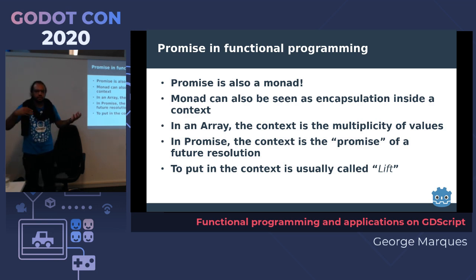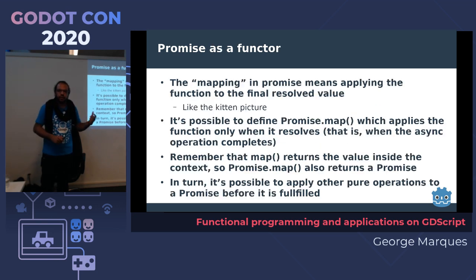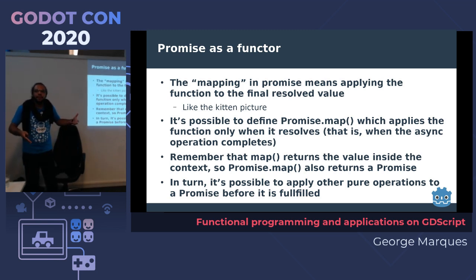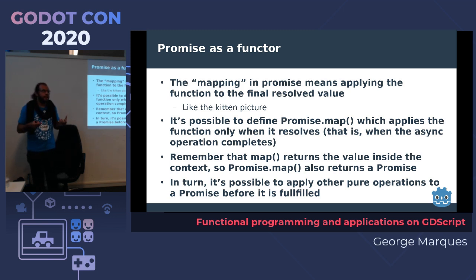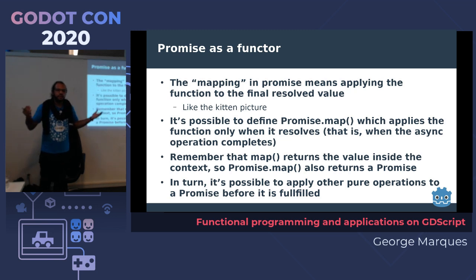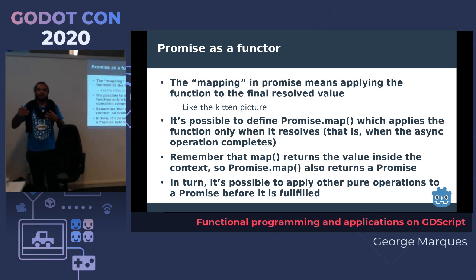The same way as adding to an array. So how is a promise a functor, for instance? How do you map a promise? Essentially, you take the function they're applying and you apply it to the promised result. Even if you don't have it yet, the promise will eventually end and be fulfilled. So at this point, the promise implementation will apply the function to the result.